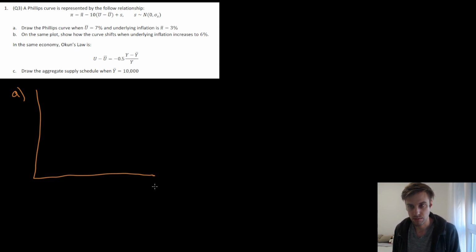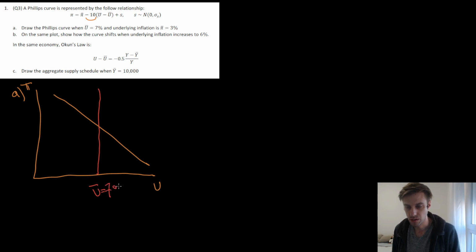So this is u, and the dependent is pi. And then we can see right here it's a negative relationship, so we draw a negative line. And this is our Phillips curve. It then gives us different values, so we need to draw the long-term unemployment, and this is going to be a straight line here, and that will be u bar equals 7%.